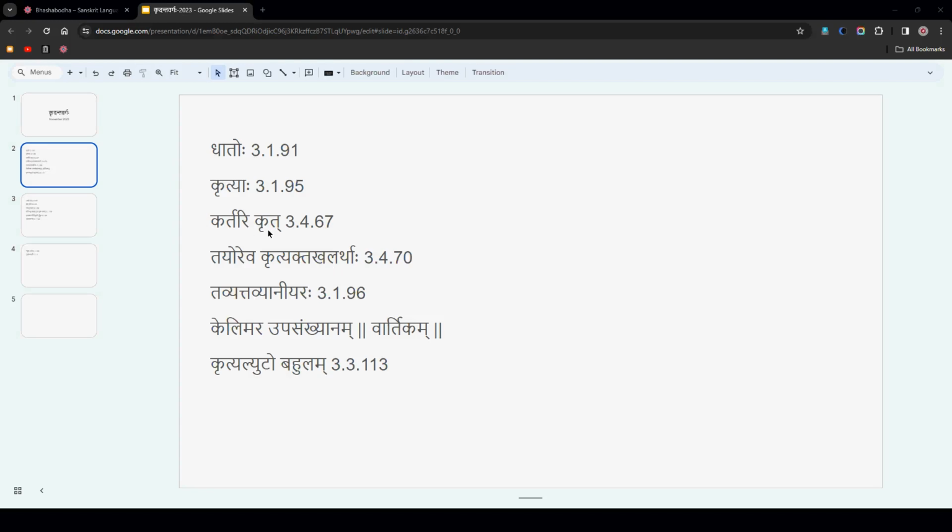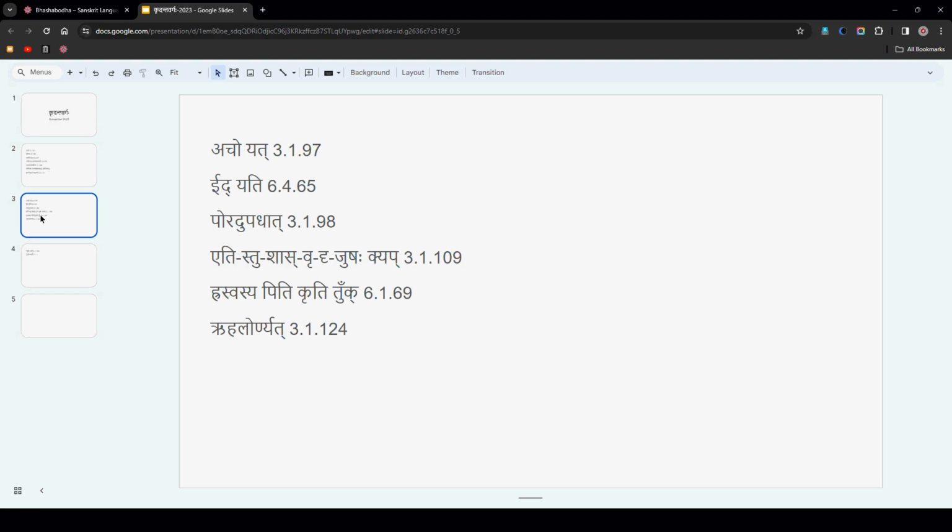Okay? Kartari krut is there, which means that these krut pratyayas are by default used in a kartari prayoga, like gatavan, krutavan, etc. Those are kartari prayoga. But these kritya pratyayas, we are saying that they are used in karmani and bhave prayoga mostly. You might find exceptions also, but generally we find them in the karmani and bhave prayoga.